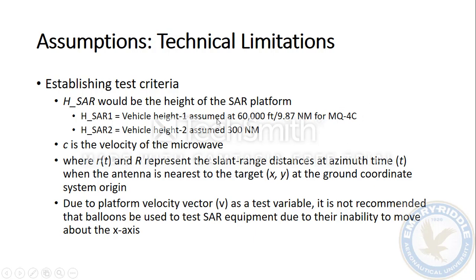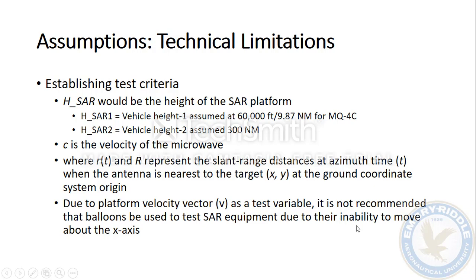So altitude right off the bat: we're going to assume for an MQ-4C Triton just under 10 nautical miles, and 300 nautical miles for the low end of the LEO spectrum in that orbit. C, again that chirp pulse, will be the velocity of the microwave, which is a function of many other things, band being one of them. R_T and R represent the slant range distance, and then we talked about the target XY at the ground coordinate system origin, so that'll be something to talk about. And this also played a huge part: the platform velocity vector is a test variable.